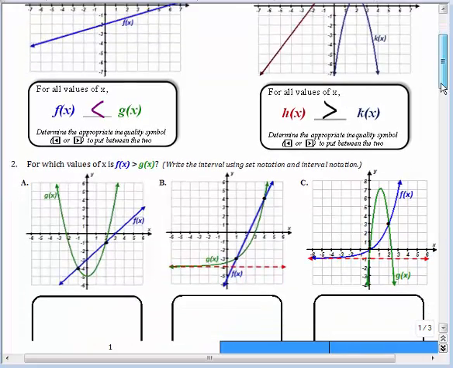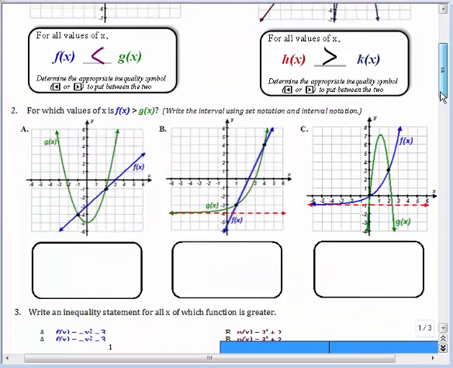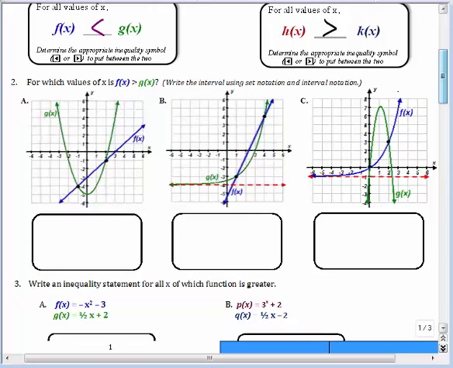Now we have a little more complicated one. The functions are kind of overlapping, and they want to know for which values of x is f of x greater than g of x. In other words, we want to know when the blue graph is on top. Here it's below the green if you look in this region, but in this little section right here, the blue is above, on top of the green. From -1, let me show you where I got that from, let me line this up. From -1 to 2, it's above.